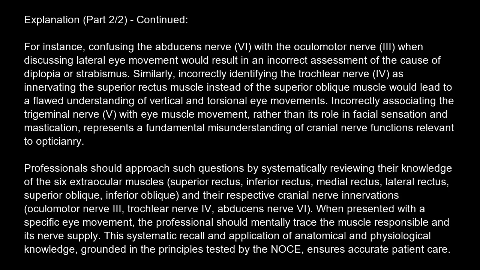Professionals should approach such questions by systematically reviewing their knowledge of the 6 extraocular muscles: superior rectus, inferior rectus, medial rectus, lateral rectus, superior oblique, inferior oblique, and their respective cranial nerve innervations: oculomotor nerve Roman 3, trochlear nerve Roman 4, abducens nerve VI. When presented with a specific eye movement, the professional should mentally trace the muscle responsible and its nerve supply. This systematic recall and application of anatomical and physiological knowledge, grounded in the principles tested by the NOCE, ensures accurate patient care.